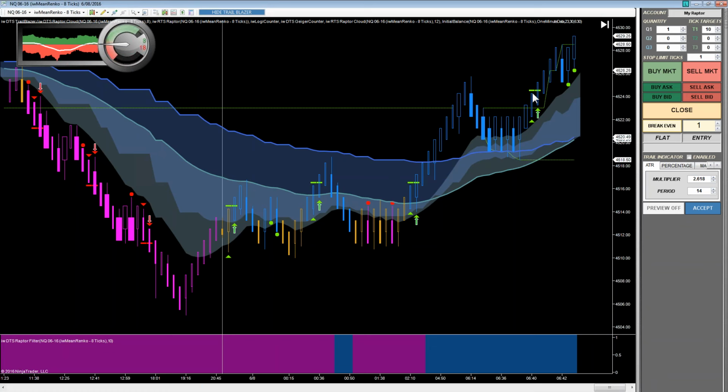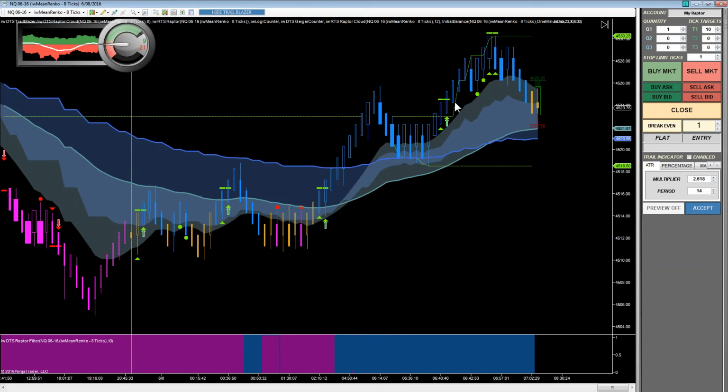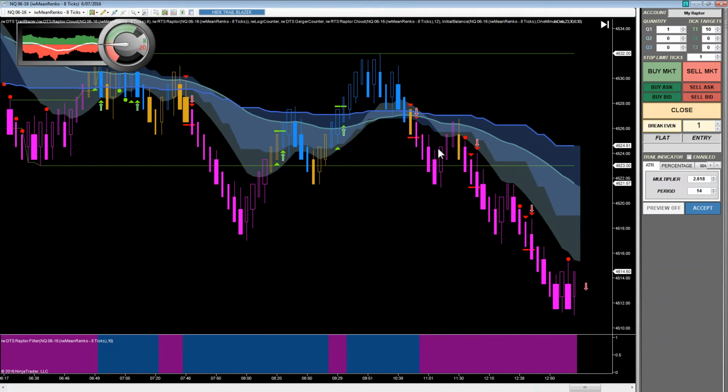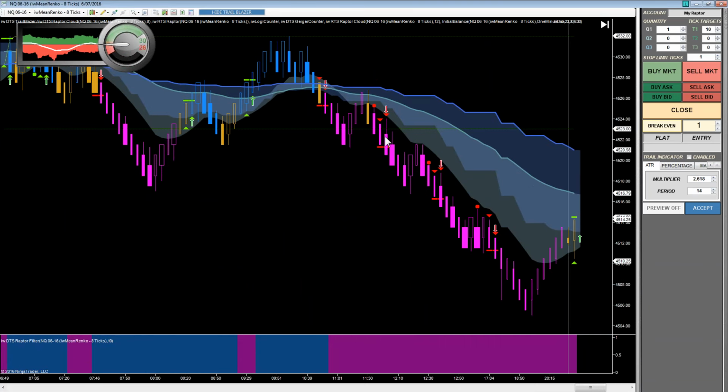That's a high probability signal on the Raptor, even though we didn't get very much follow through on that one. It was enough to hit our profit objective, but not much more. This one is a little bit more dramatic. So the clouds cross over, the market goes into the cloud, comes out, produces a signal. That one had better follow through.